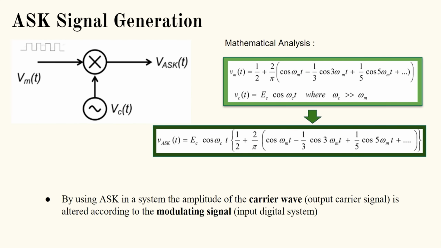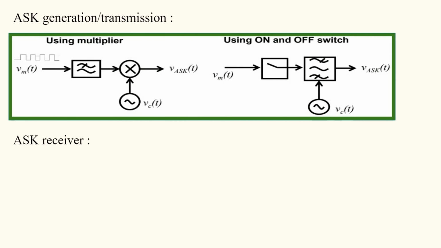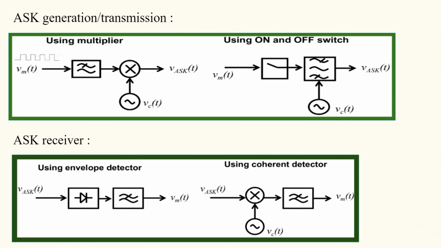As you can see, by using amplitude shift keying in a system, the amplitude of the carrier wave, which is the output carrier signal, is altered according to the modulating signal, which is the input digital signal. It is clear that the carrier wave plays an important part in the outcome of the modulating wave in amplitude shift keying.